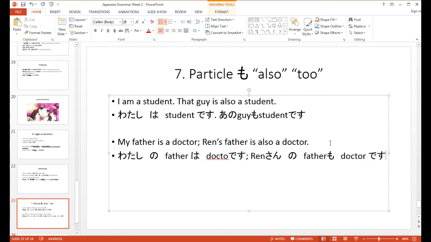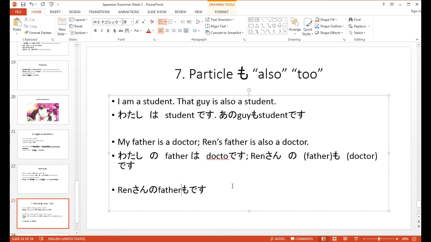Now the second doctor, you could imply this. You could just remove this doctor. And even the father can be implied because you said it in the first. So you could say something like Ren-san no mo desu, or Ren-san no father mo desu.